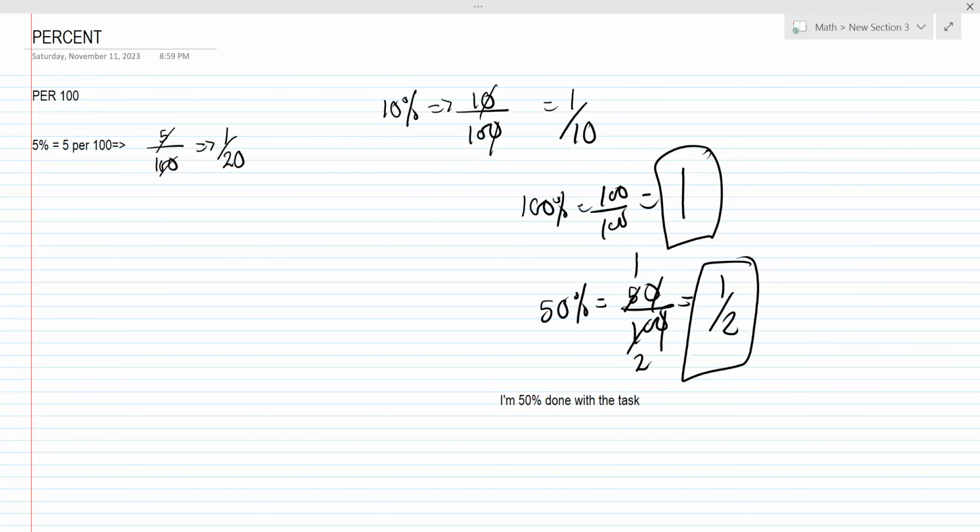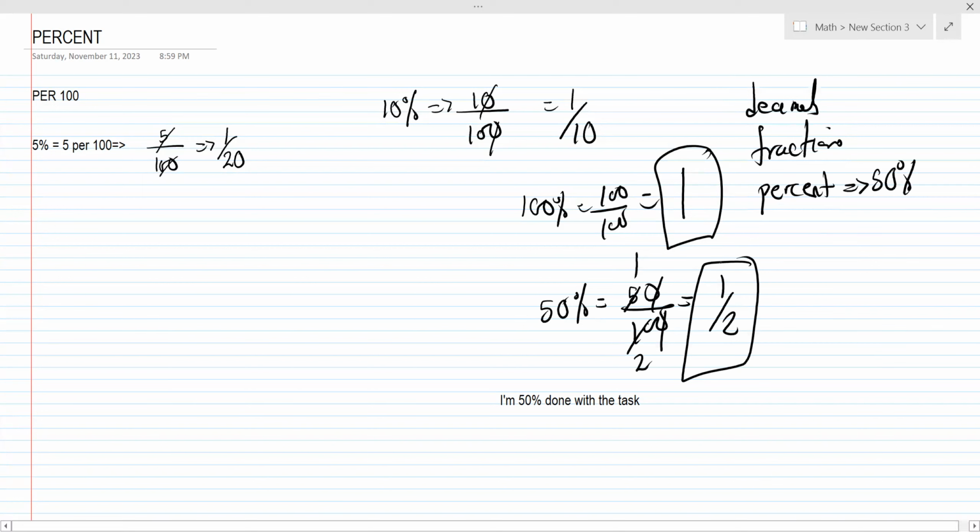Okay, so percent is just a way of expressing things. Some people like to use decimals, you can use fractions, or you can use percent. So I can say, I'm 50% done with my task. It just means I've done it halfway. There's still half left. So you can say that's half, or in decimal form, that will be 0.5. Okay, so percent, just take it as a fraction of 100.